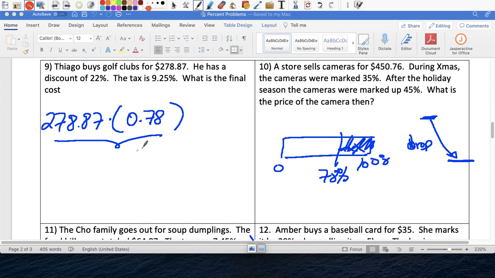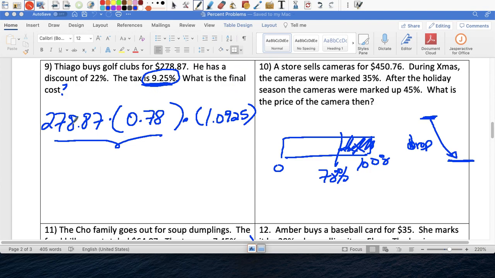Now, the product of that, because it's asking us for the, excuse me, final cost, right? Once you multiply by this, we gotta multiply our product by the price with the tax. So we're gonna multiply that by 1.0925.